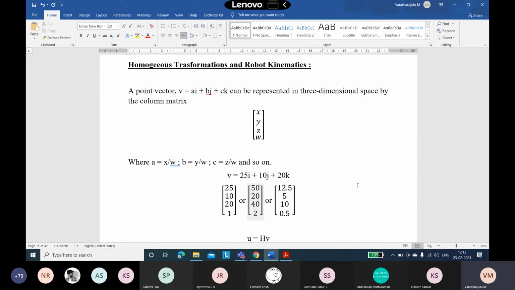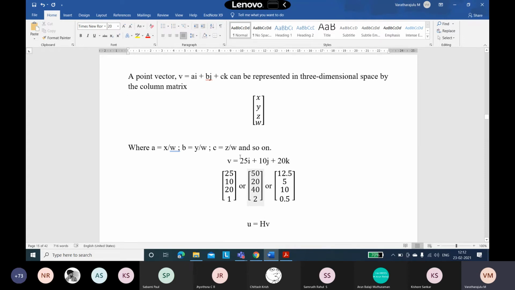With basic matrix multiplication, matrix addition and subtraction, and basic matrix calculation, accordingly we can find the position of the end effector. See, the point vector we will discuss one by one, and please make a note. I have already given these contents in the last class. Let V be the point vector. Let V is equal to Ai plus Bj plus Ck, which is used to represent three-dimensional space. And we can make it into a single column matrix X, Y, Z, and W. W would be the weight factor. Why are we unnecessarily introducing a weight factor? When there is a need, at that time I will tell you what the need for this particular weight was.